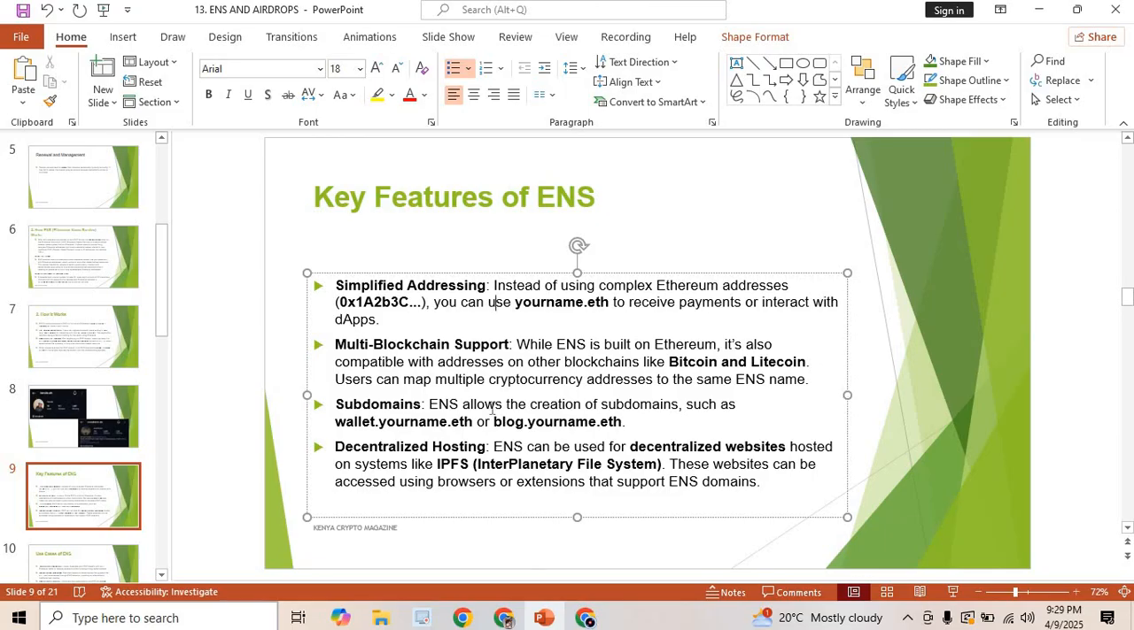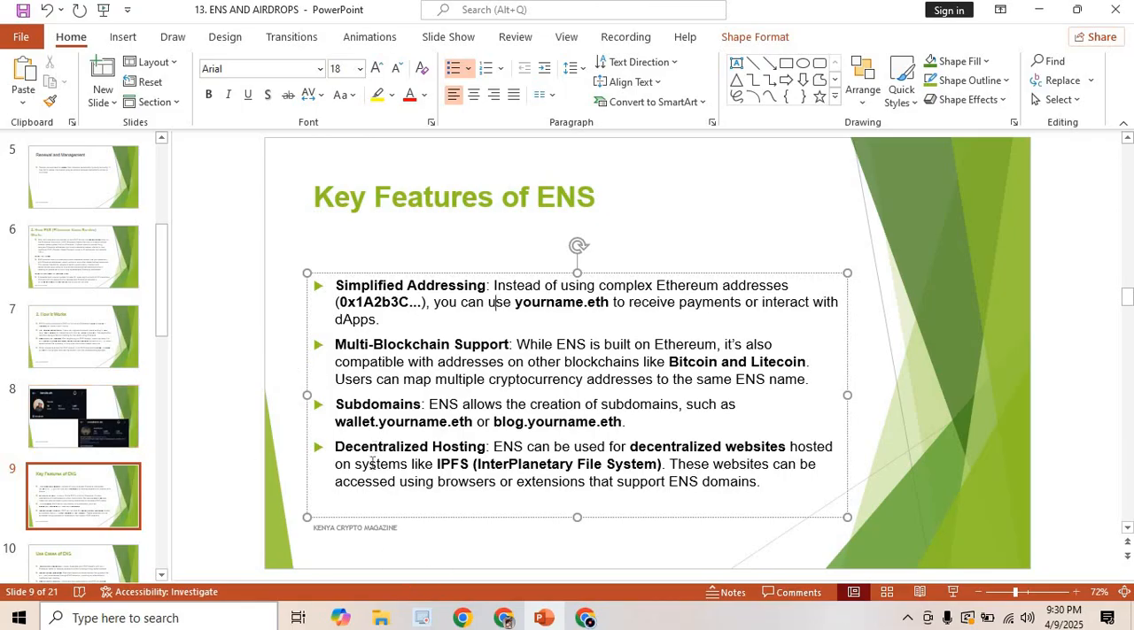Number three, subdomains. ENS allows the creation of subdomains such as wallet.yourname.eth. For example, if I want different domain names for different things, one receiving BTC and another receiving Ethereum, then I can have subdomains. I can have wallet.wanjikokaranja.eth. I can have blog.kenyacryptomagazine.eth. So it actually allows subdomains.